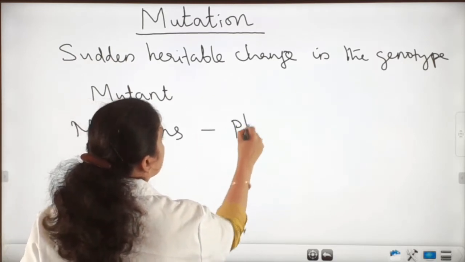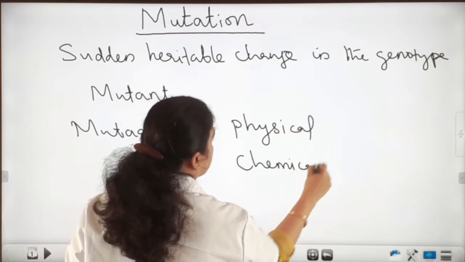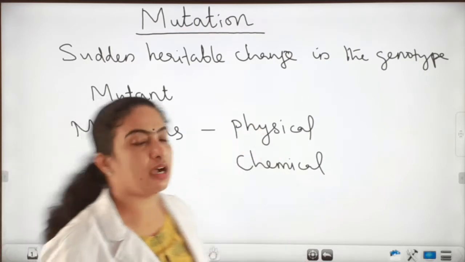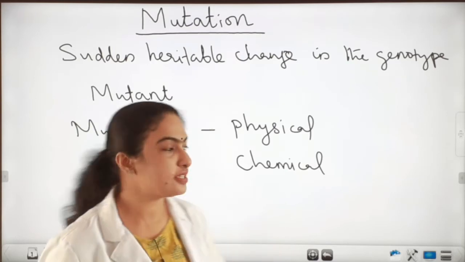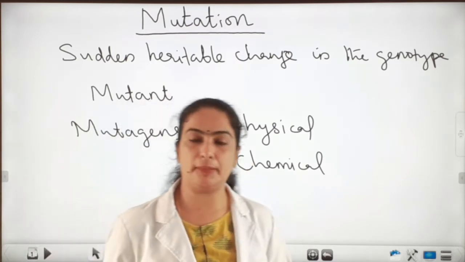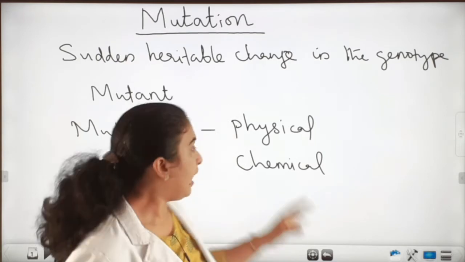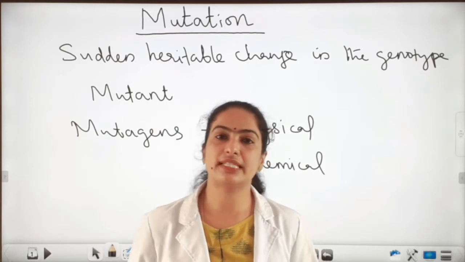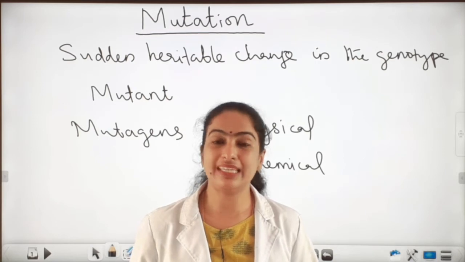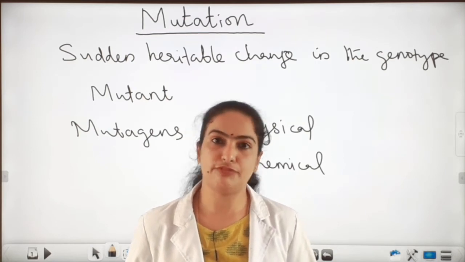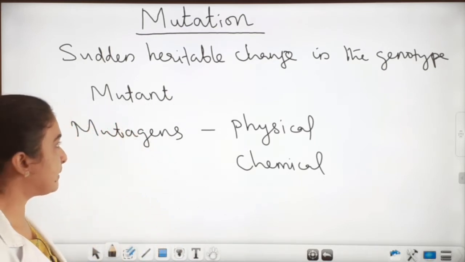So there are two types of mutagens, physical and chemical mutagens. The physical mutagens are X-rays, UV rays, etc. Such radiations cause a change in the genetic makeup of an organism, and those are the physical mutagens. And chemical mutagens are some chemicals like nitrous acid, mustard gas, then EMS, ethyl methane sulfonate, etc. are the chemical factors. Is it clear about the mutagens?